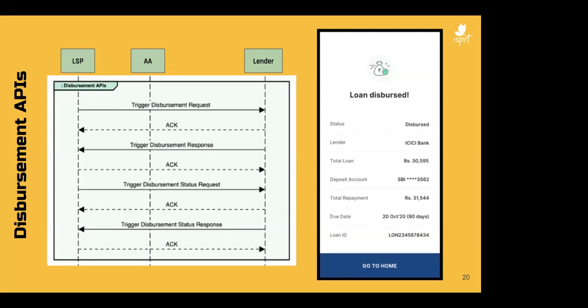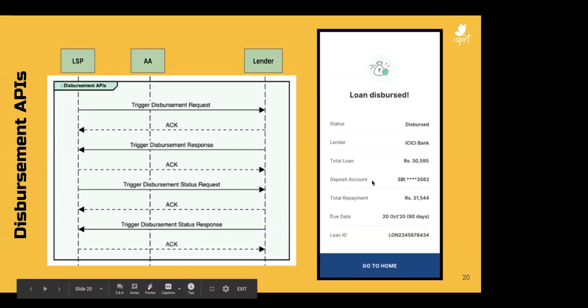in the common pledge registry, and then do the disbursement to the customer. Once the disbursement gets done, similarly the LSP is able to check whether the disbursement is successful or not, and get back a response that the disbursement has been successfully done with all the relevant information that's required to show to the customer about the disbursement.